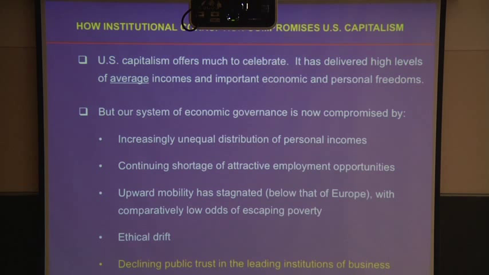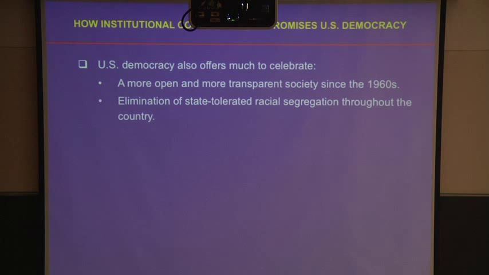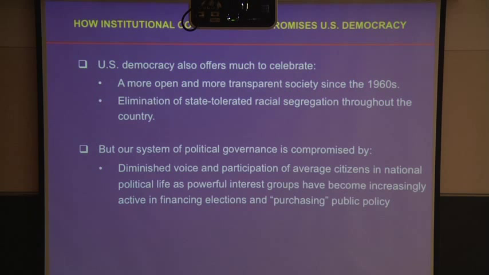So that's on the capitalism side, but also, you might ask, how is institutional corruption compromising U.S. democracy, another key part of our civilization? Well, this is very close to my heart because in the last 50 or 55 years, U.S. democracy has changed enormously just in my lifetime. We have a more open and transparent society since the 1980s. And most importantly, there's the elimination of state-tolerated racial segregation throughout the country. This is probably the biggest event in my life over the last 50 years. But our system of political governance is compromised by all the things you've been talking about in this course, and also declining public trust in government.